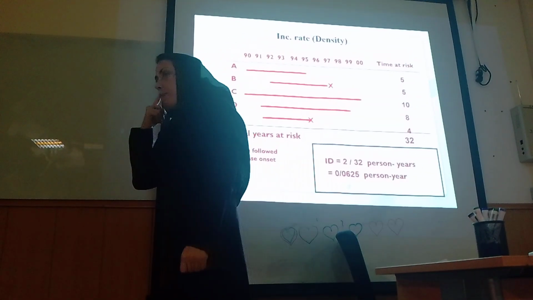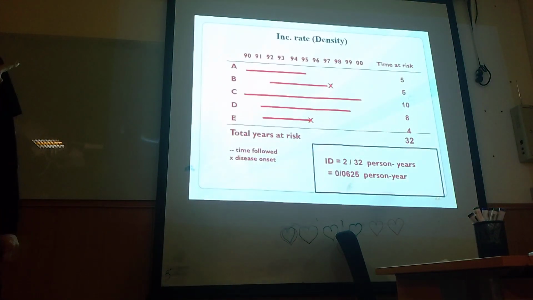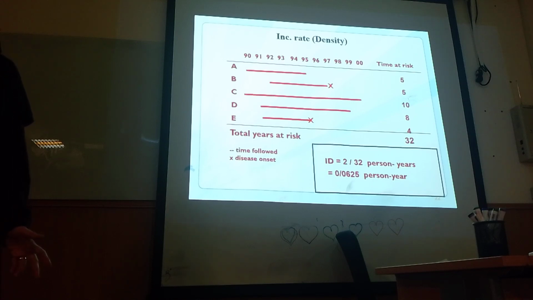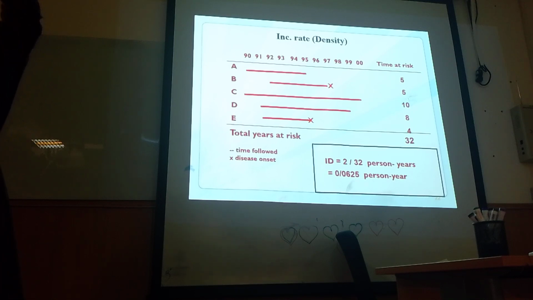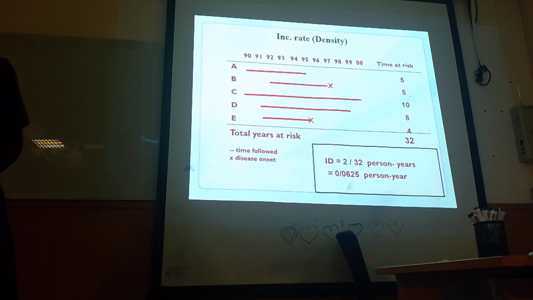But please think about it. Is it a kind of rate? No. Is it a kind of proportion? That's my question. No, it is not. Because the denominator is a kind of person time. It's not a specific time period. But the numerator is a kind of person who are diseased. Okay?